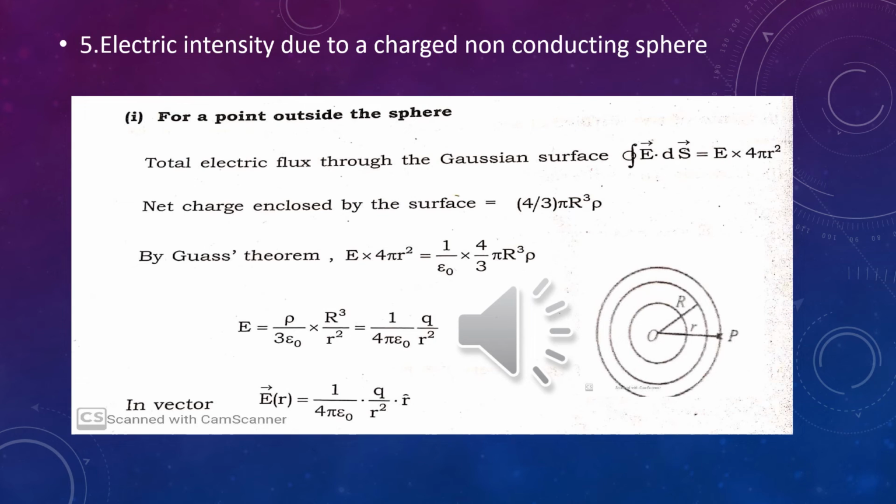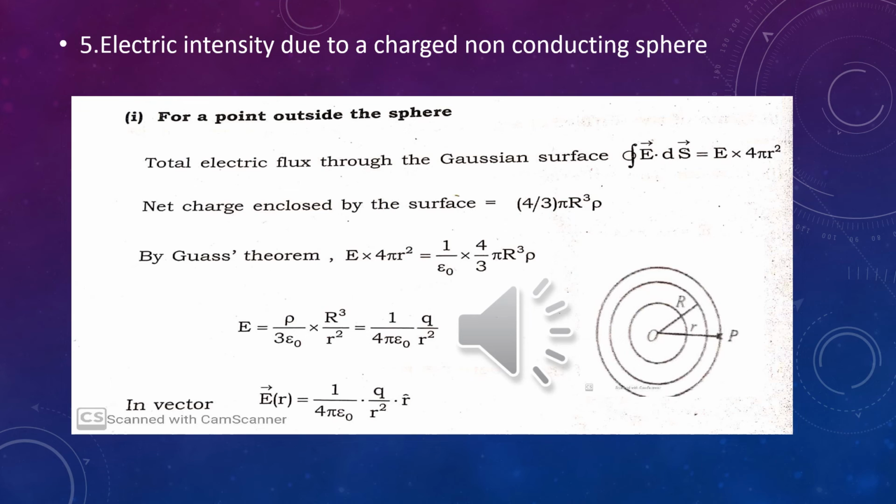So the next application: electric intensity due to a charged non-conducting sphere. The diagram has been shown. That's a sphere of radius capital R. And we have to find the electric field intensity at a point P outside the sphere, which is placed at a distance of small r. With that small r, we have drawn the Gaussian surface. Now let's find the total electric flux through the Gaussian surface. The closed integral of E dot ds is E into the area of the sphere. So it is E into 4 pi r squared.